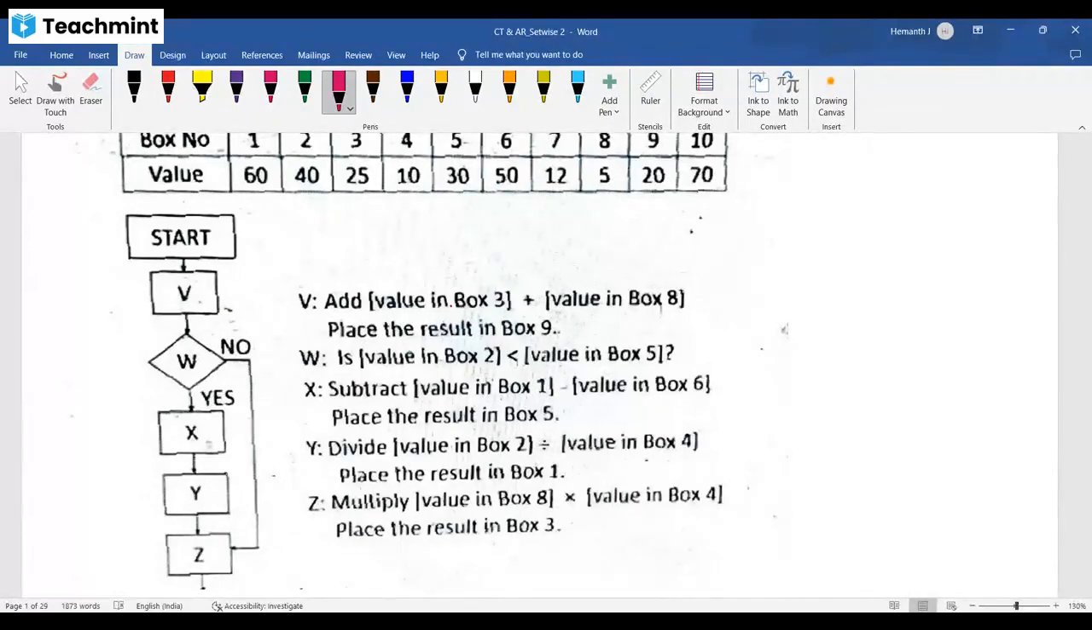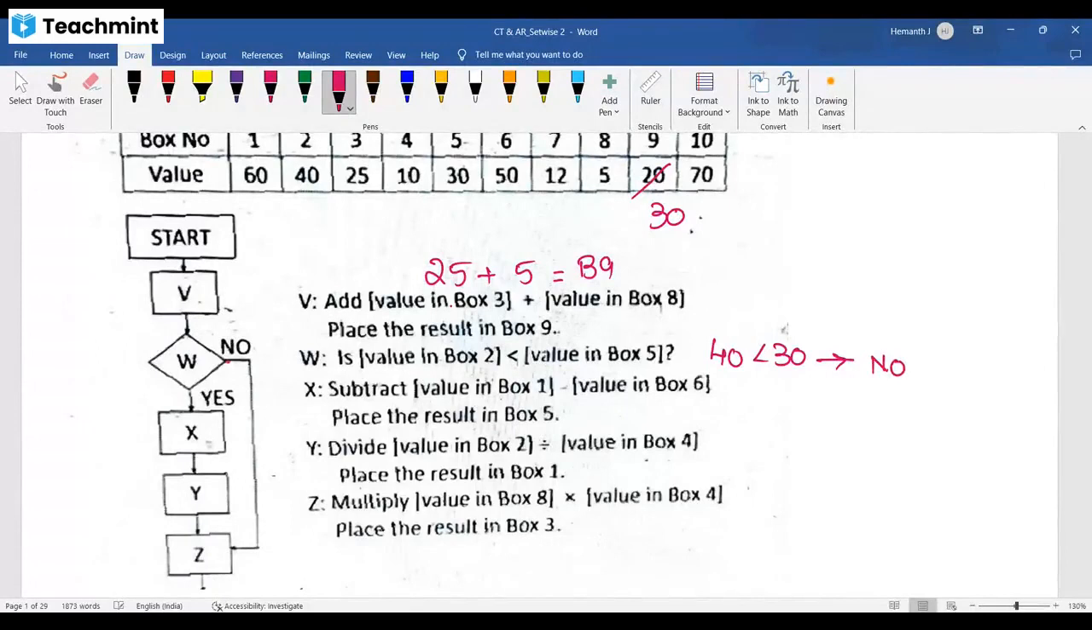So the value in box 3 is 25. The value in box 8 is 5. The summation should be kept in box 9. It is updated to 30. So box 9, 20, should be updated to 30. Then the value in box 2 is 40. The value in box 5 is 30. Is 40 less than 30? No, it failed.